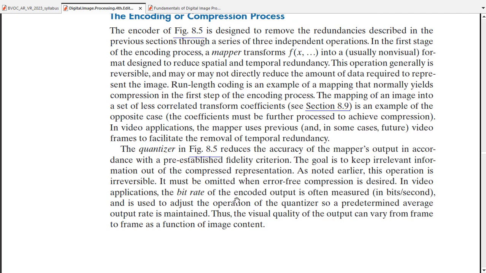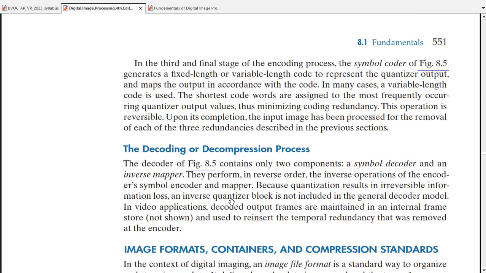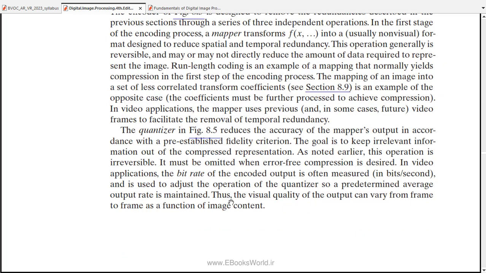The quantizer reduces the accuracy of the mapper output in accordance with a pre-established fidelity criterion. The goal is to keep irrelevant information out of the compressed representation. As noted earlier, this operation is irreversible, and it is omitted when error-free compression is desired. In video applications, the bitrate of the encoded output is often measured in bits per second and is used to adjust the operation of the quantizer.